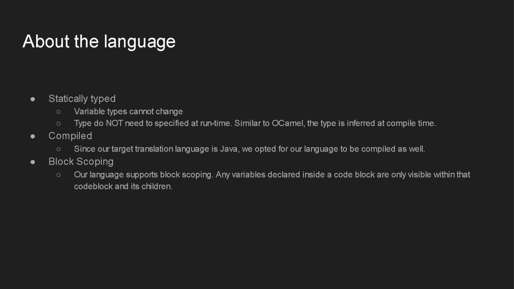The fun part is they do not need to be specified at compile time or runtime. So you can just declare x equals 4, and that's quite all right. Our compiler, similar to OCaml, will just infer it. Our language is compiled. Since our target language is Java, we opted for a language that is compiled as well. There is no live interpreter environment.